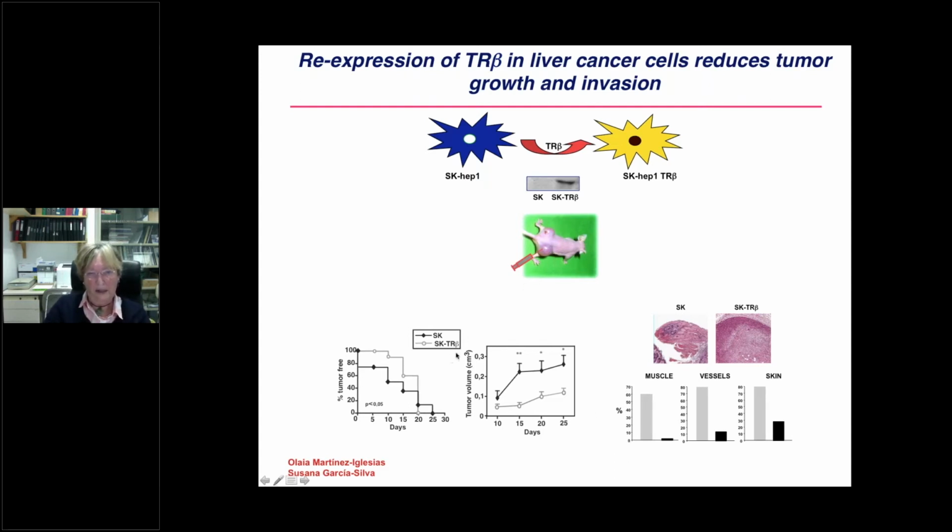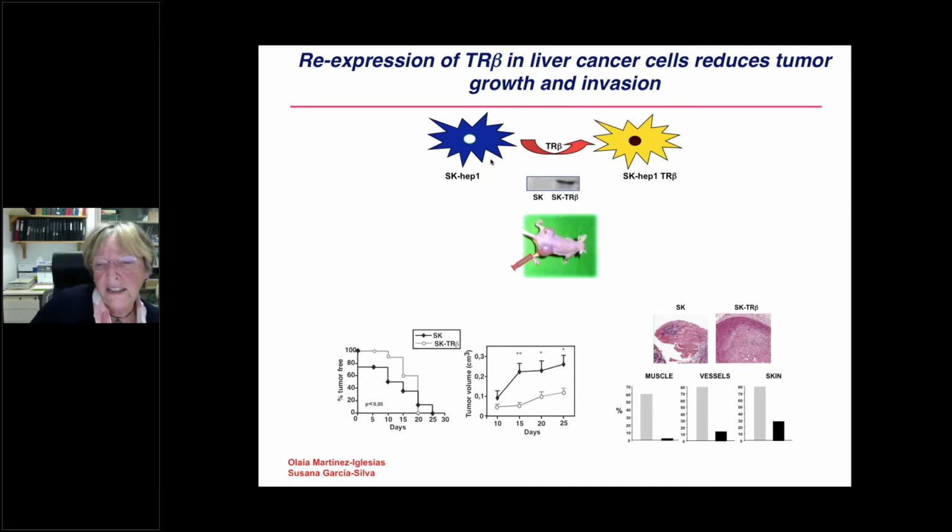We could observe that cells that express the receptor produce tumors with longer latency, and also the tumor volume was much smaller when the cells express TR beta than the tumor formed by parental cells.